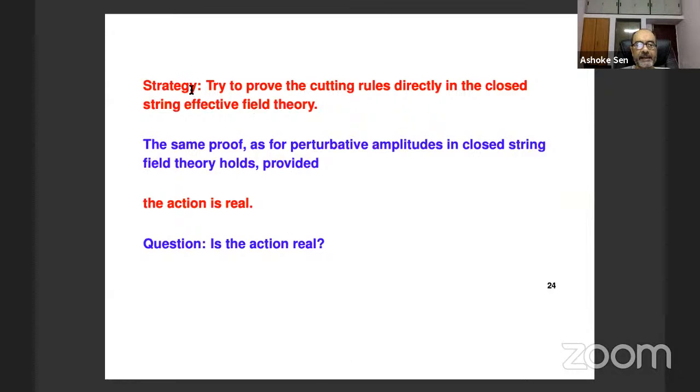So the strategy is now to try to prove the cutting rules directly in this closed string effective field theory. And here, because the closed string effective field theory has properties that are similar to normal closed string field theory, the same proof as for perturbative amplitudes in closed string field theory holds, provided the action is real. So this is where all the subtleties arise. And so the rest of the talk will basically be devoted to answering this question: is the action real? The action that you get by integrating out the open string modes, is it real?